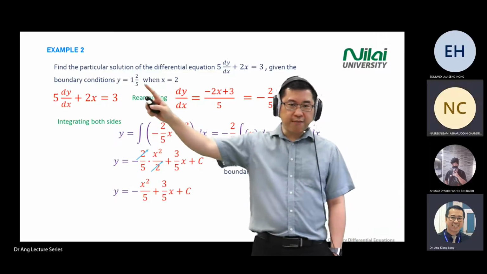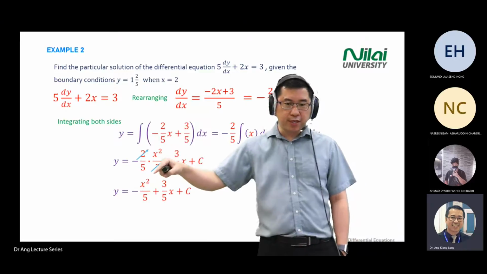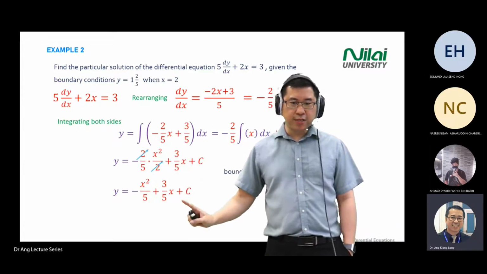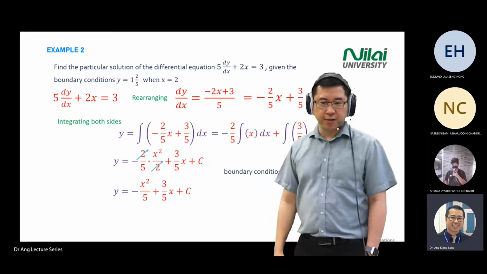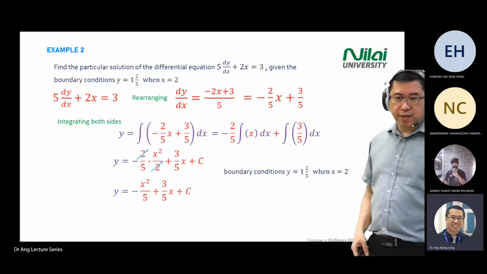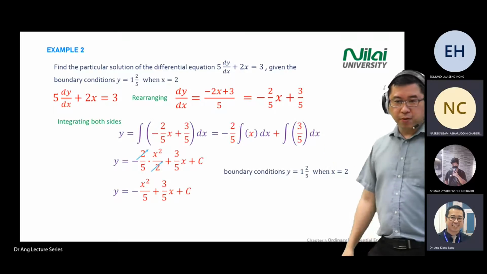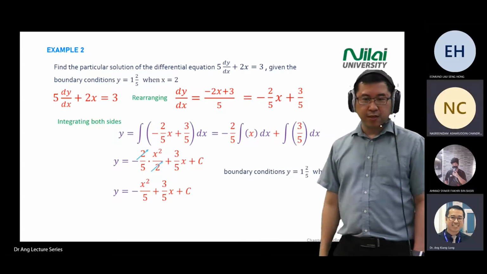You substitute the y value inside here, and the x value inside here. There's only one unknown. You get your c. After you get your c, you substitute back, and you get the full mark for the answer. So when you're given y and x, the only purpose we give you y and x is to solve c.